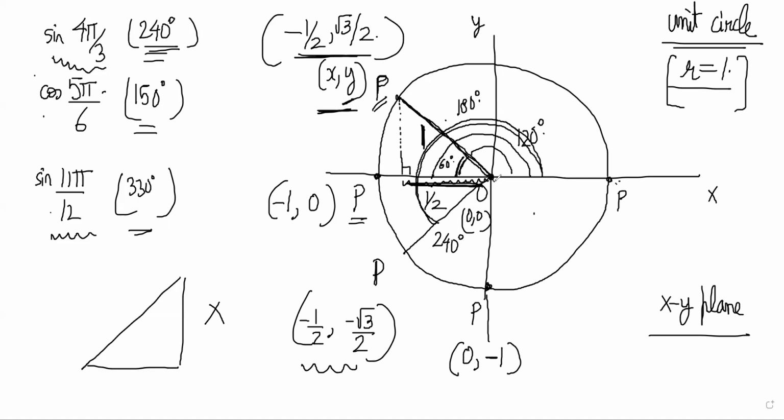Suppose you went to now 300 degrees. From here it is 300 degrees. What are the x and y coordinates?